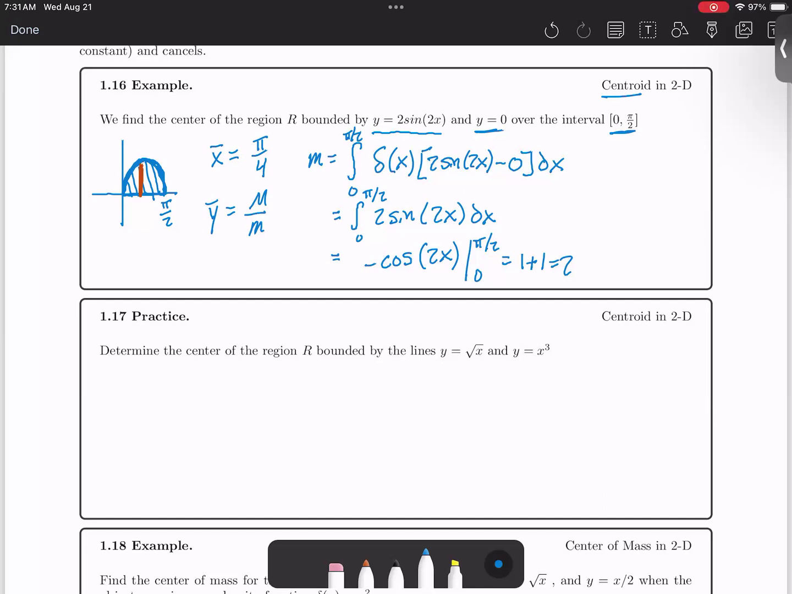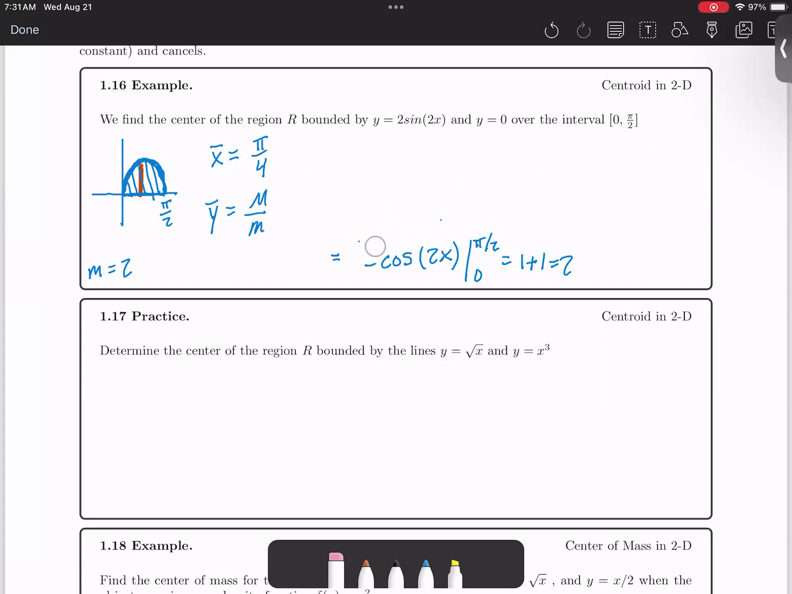Okay, so I'm going to make a note. Our total mass, or our total area, is 2. And now the next thing that we need is the moment. So we're going to find moments by integrating density functions.